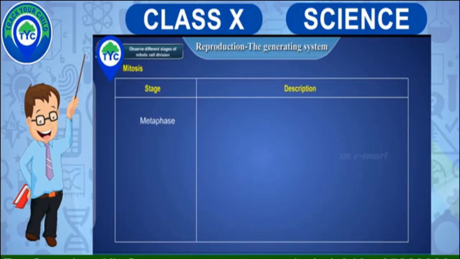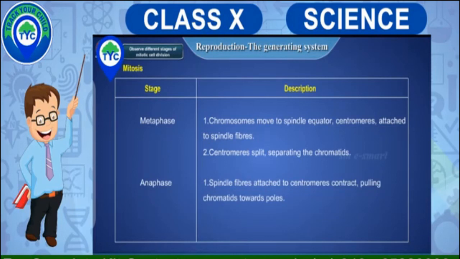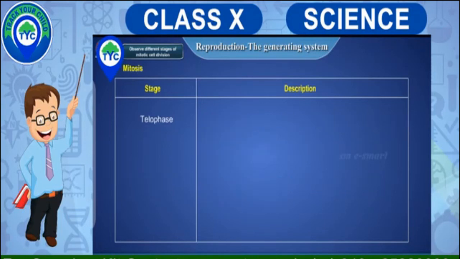Metaphase. Chromosomes move to spindle equator. Centromeres attach to spindle fibers. Centromeres split, separating the chromatids. Anaphase. Spindle fibers attach to centromeres, contract, pulling chromatids towards poles.